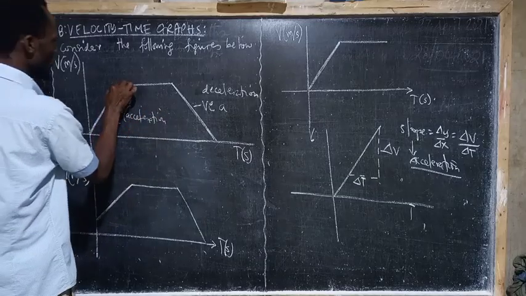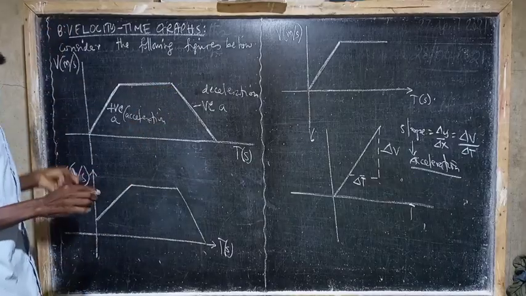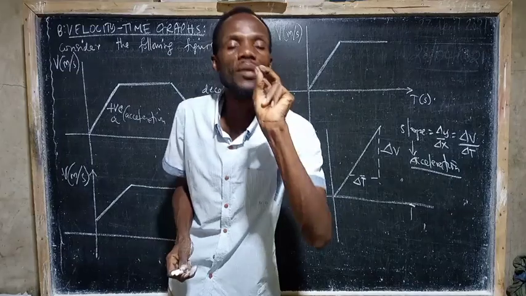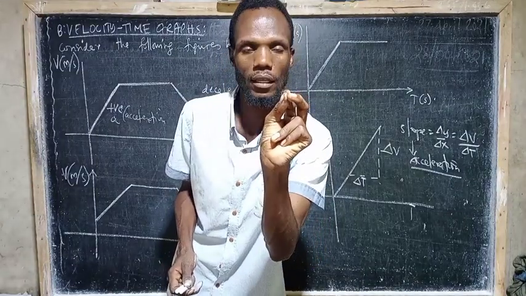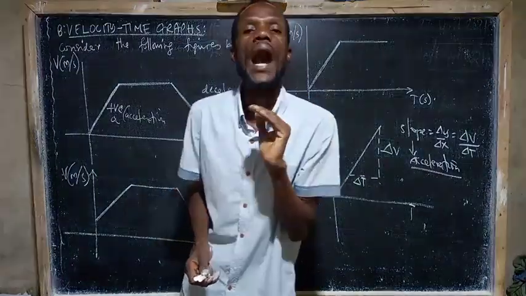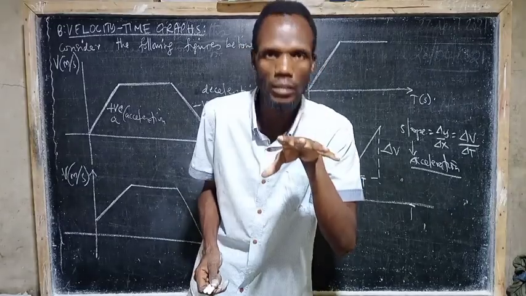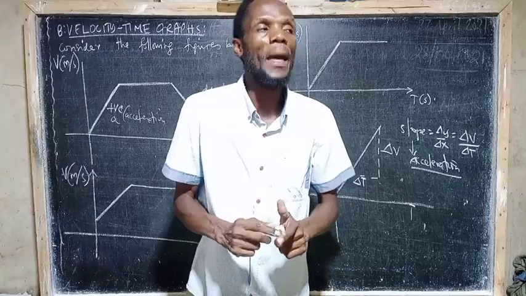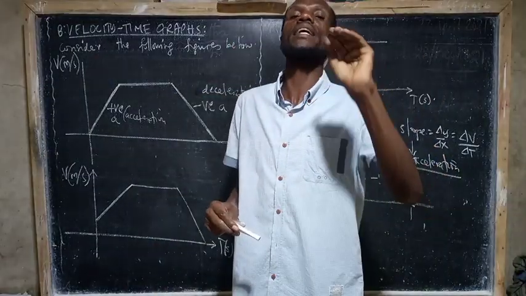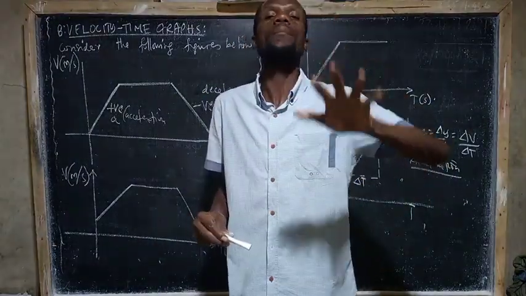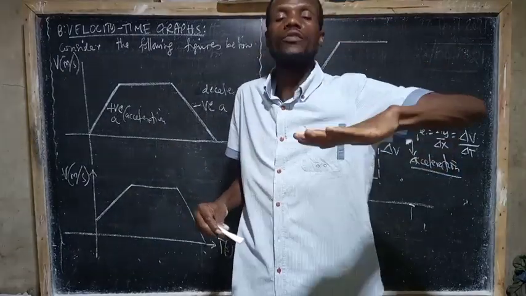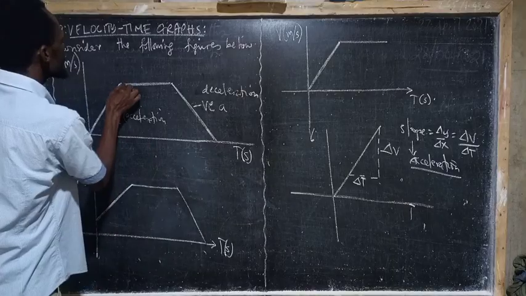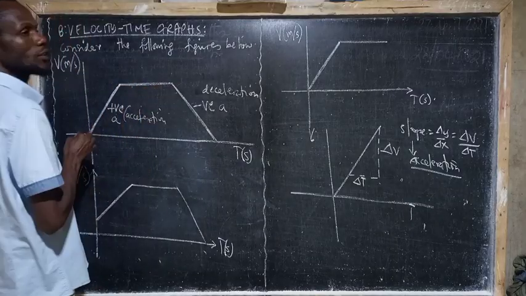But the horizontal line represents the constant velocity. Now a constant velocity is represented by the horizontal line. It means that there is no acceleration because there is no change in velocity. If there is no change in velocity, no matter what the speed is, whether you are moving with 100 meters per second or 100 kilometers per hour, there is no acceleration. So this horizontal line represents what we call a constant velocity.